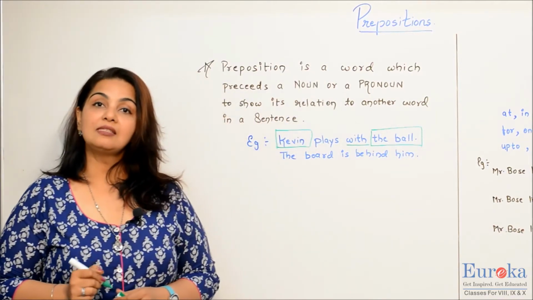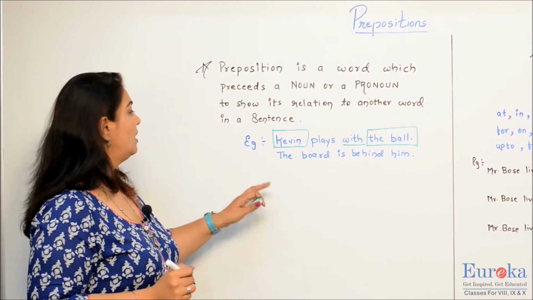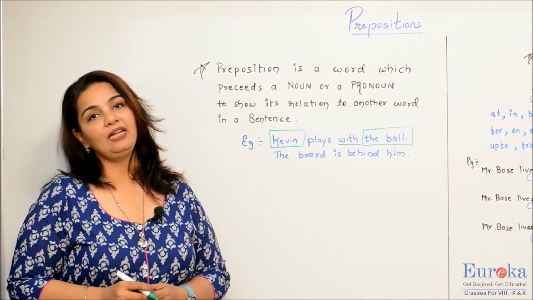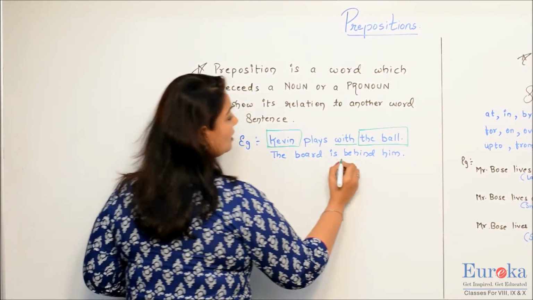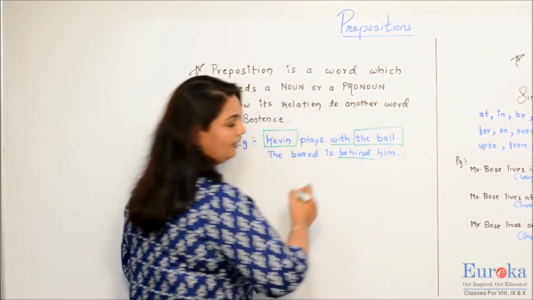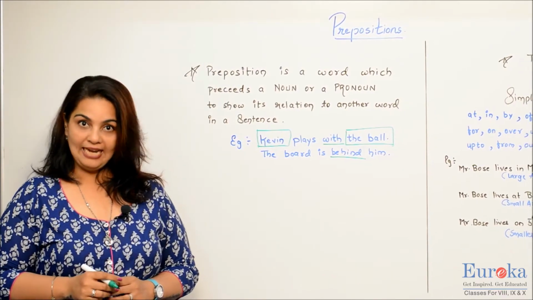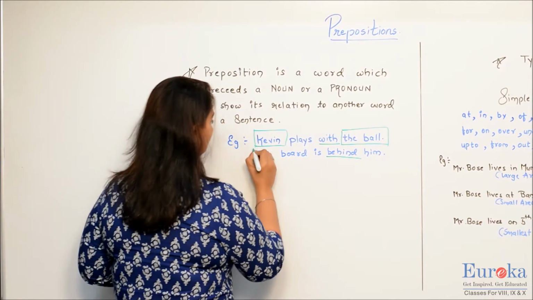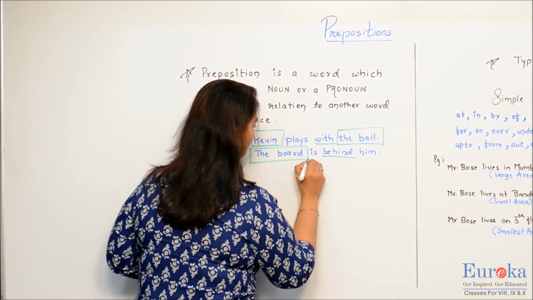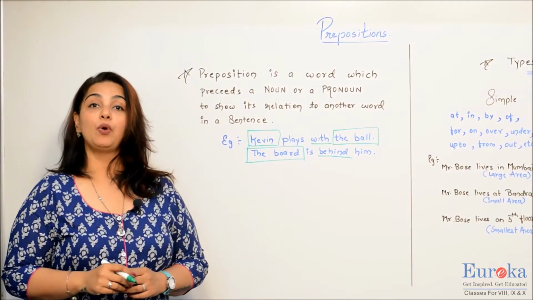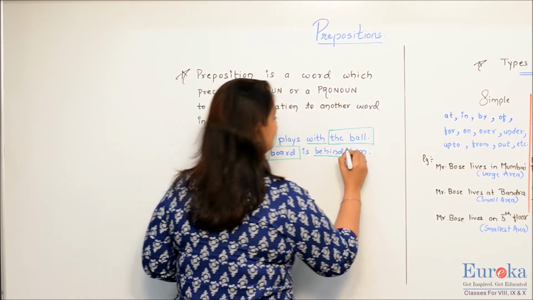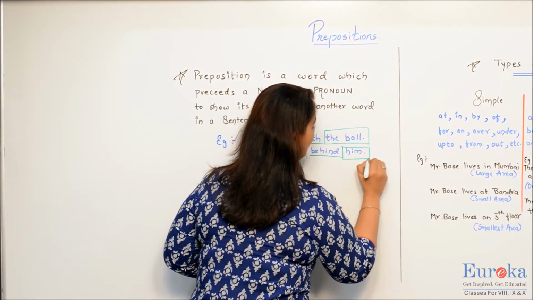Let's look at the second example given over here. The board is behind him. Over here, the preposition is behind. It tells us the position of the board, which again is a noun, in relation with the pronoun, that is, him.